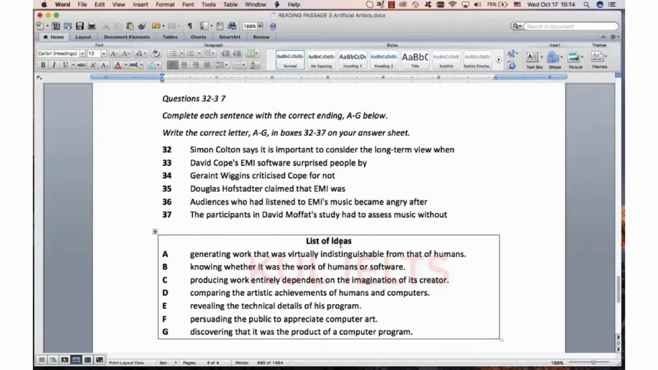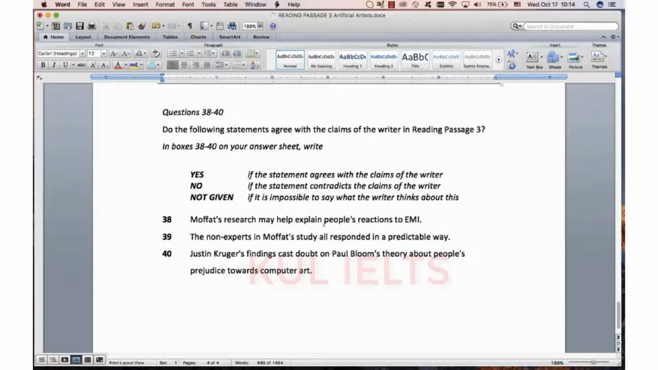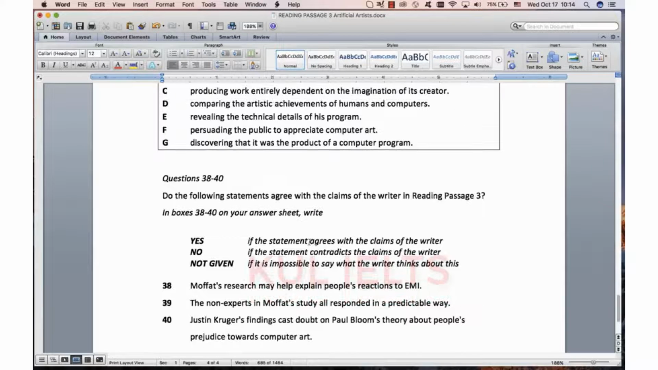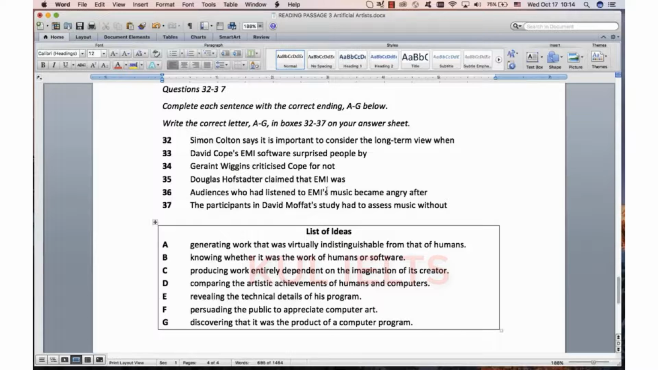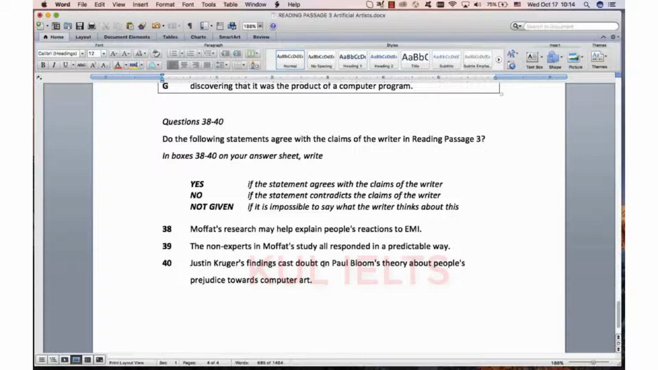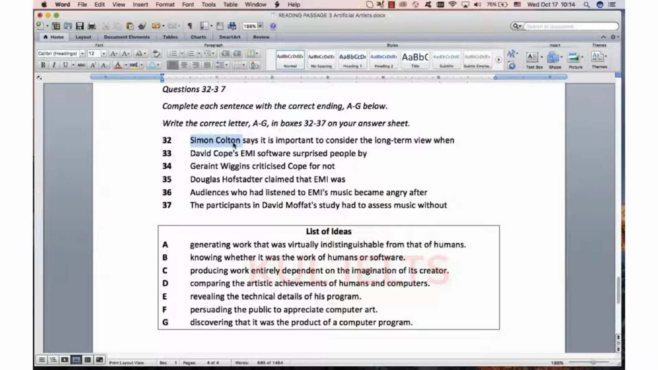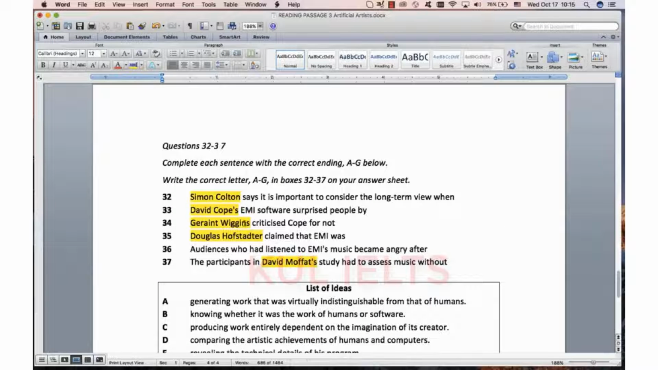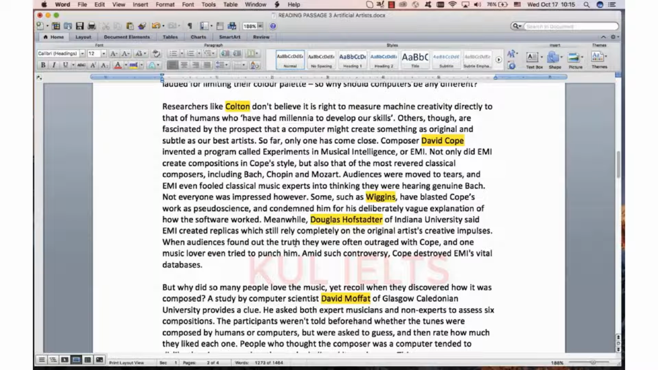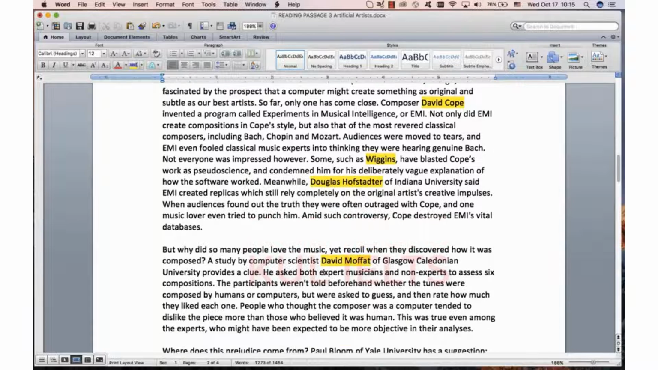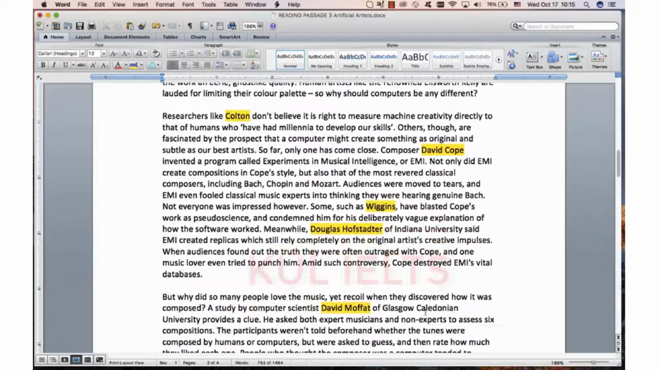Right, so then you need to decide, are we going to start with this or are we going to start with this? I don't think it makes much difference. I would probably start with this, but you can start with this if you want. It's up to you. So let's go and find all of these names. Colton, Cope, Wiggins, Hofstadter, and Moffat. There's nothing here. There's no name. We can look for audiences later. So there they are over there. You can see the last question spills over into this paragraph.